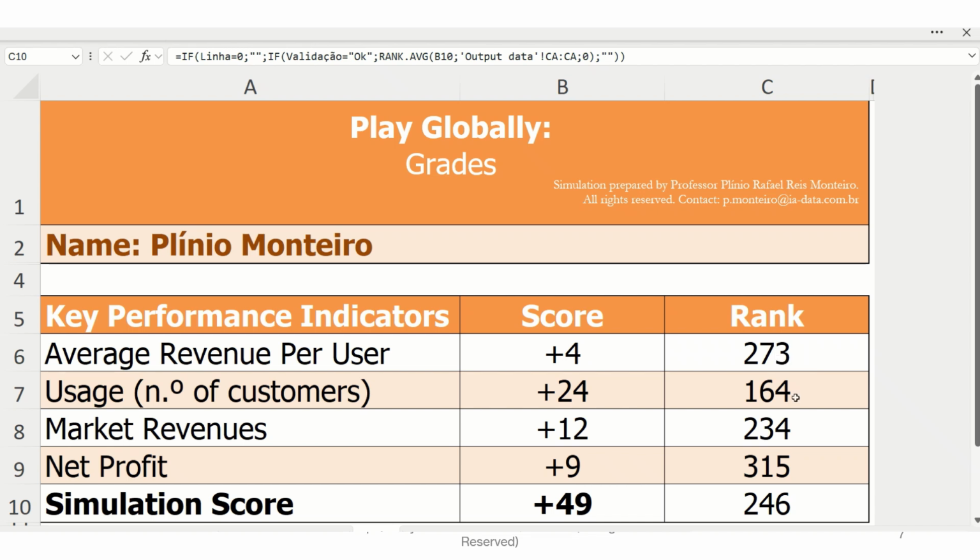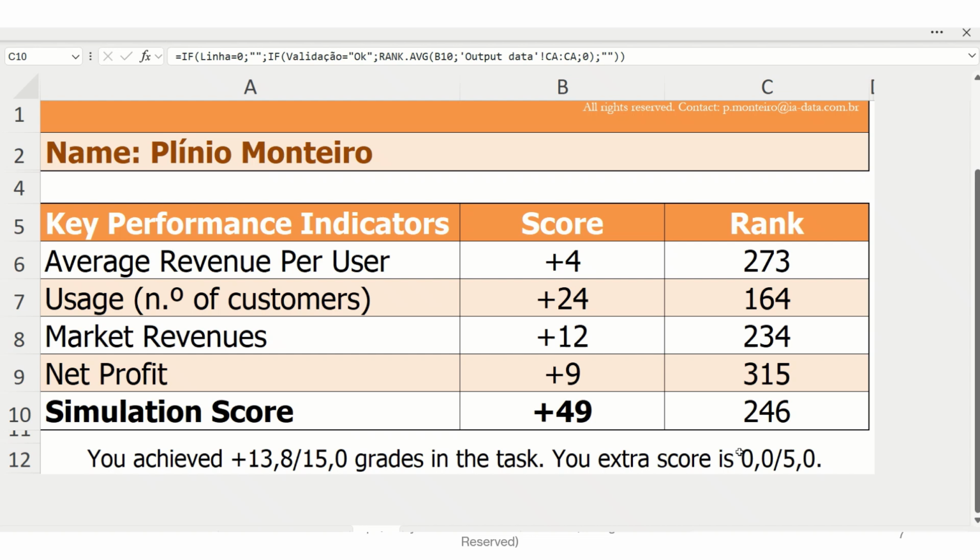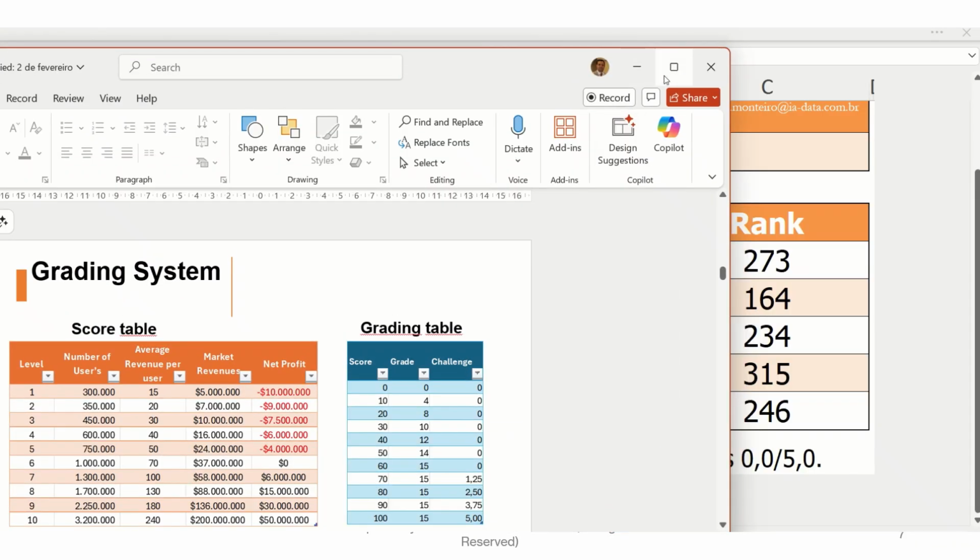I can also check my rank in the course in each of these dimensions. Here I'm ranked in position 246 in all the courses. And we also have the actual grades in the course, which is basically the conversion that we have when you use the following tabs that we have in the instructions.